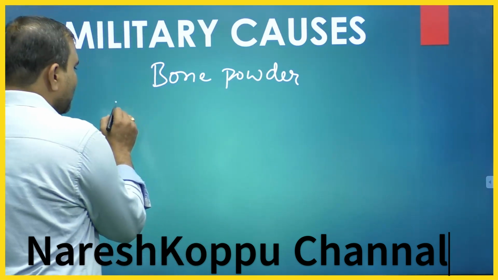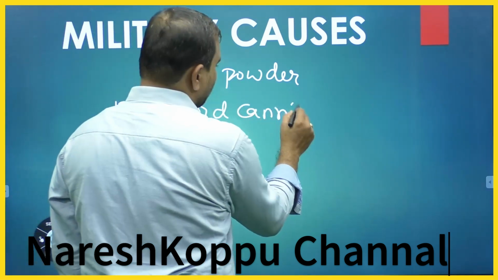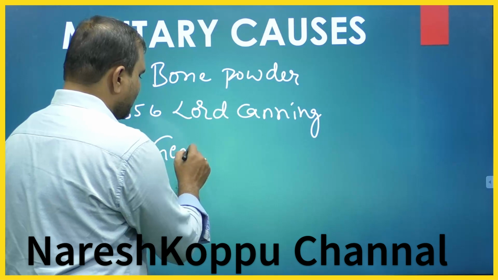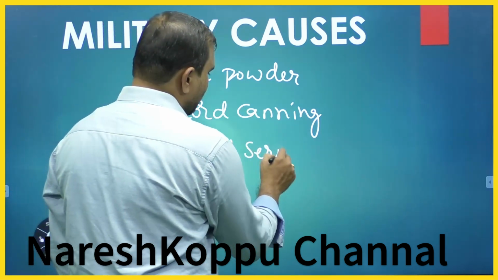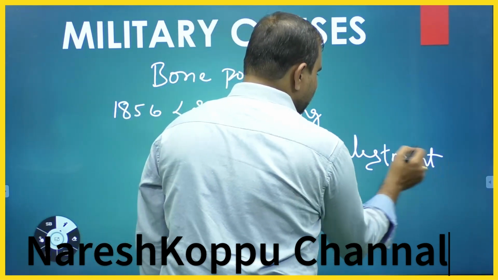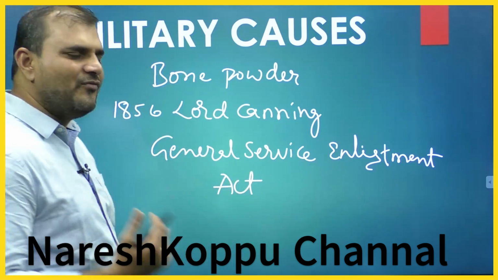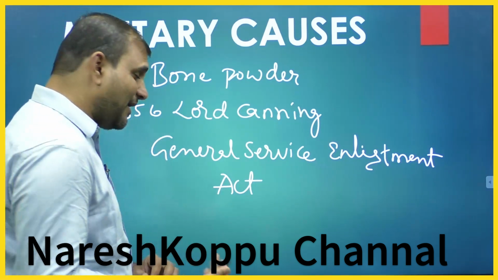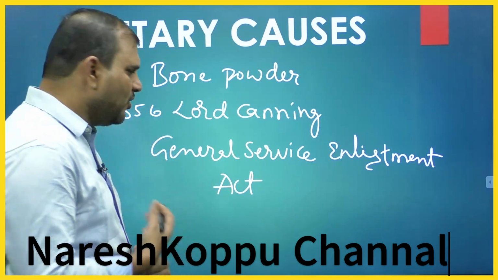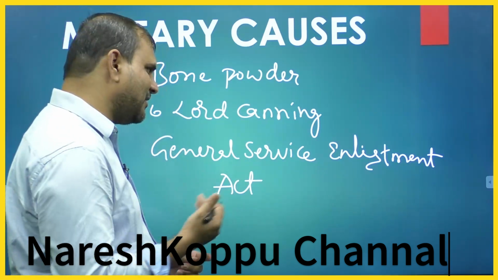And we have another issue in 1856. Lord Canning introduced the General Service Enlistment Act. As per this act, if you joined as a soldier, you had to work anywhere in the world. For example, if a war started in Iraq or Burma, you had to go to Burma, Iraq, South Africa, or Australia.